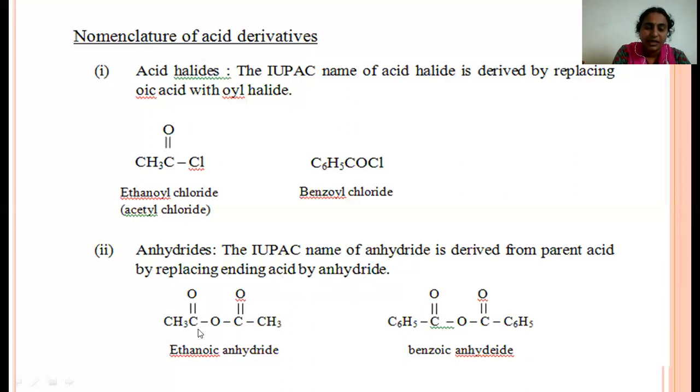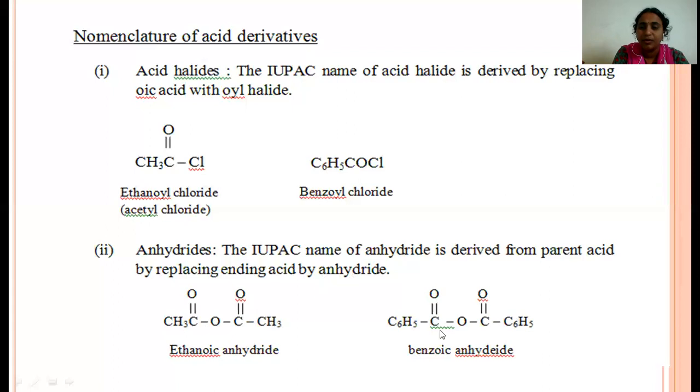So for example, if you see here, in this anhydride structure, CH3C=O is the repeating structure. These repeating structures are connected with the oxygen, hence this connection is called anhydride. In this repeating structure, a total of 2 carbons are present, hence we can say ethanoic, because wherever acid is there, that acid is replaced by anhydride. So this name is called ethanoic anhydride.